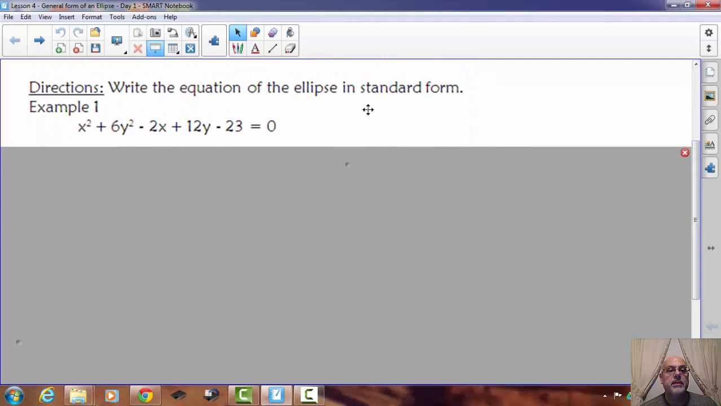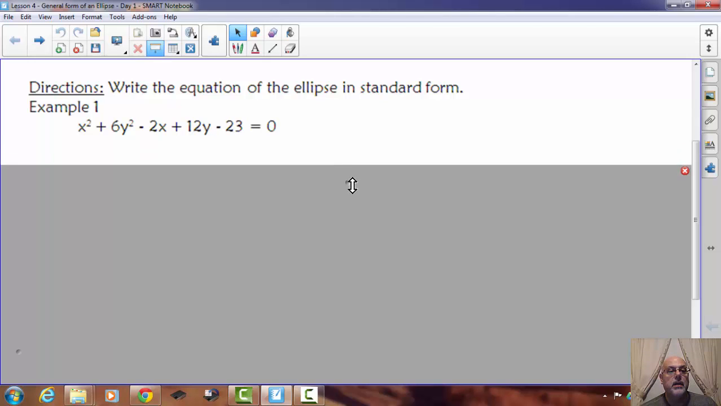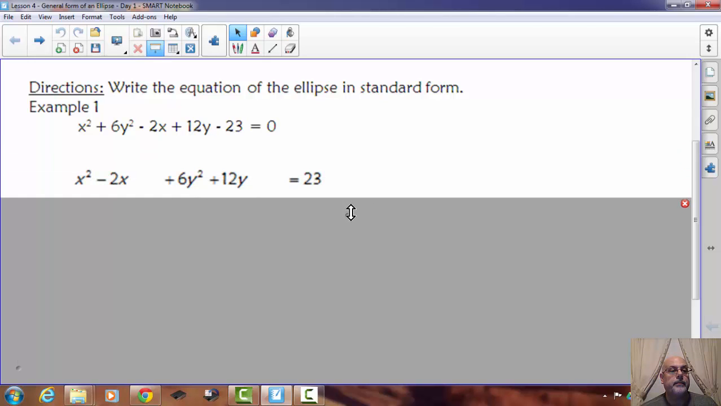Write the equation of this ellipse in standard form. This is the general form. So if you remember, what we did with the circle is we grouped the like terms together, the x terms and the y terms, and then we took the constant, in this case the 23, and we moved it to the other side. So that's step one. I grouped the x squared and the negative 2x, the 6y squared and the 12y, and I moved the 23 over to the right side.